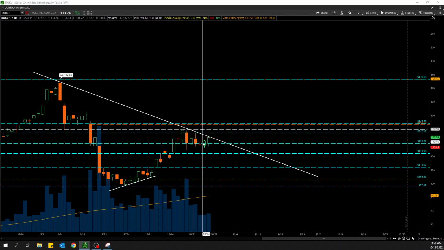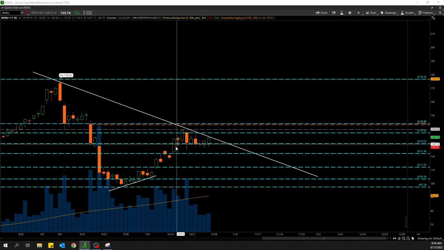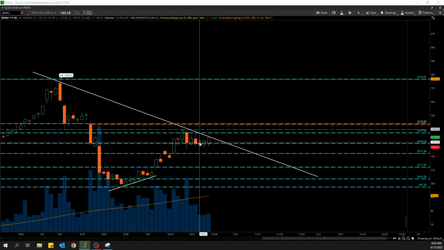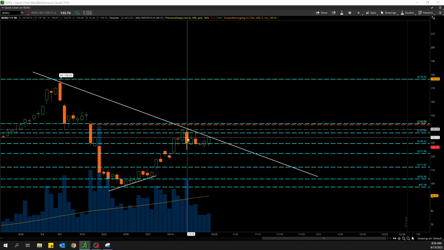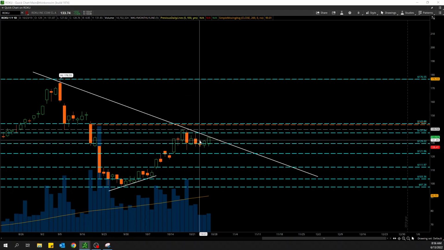7, 5, 6, 5.5, 6, maybe 7. So it went from doing 10s, 7 and 10s, back down to doing 7. So buyers may be drying up. The longs, this was 14, this was 9, this was indecisive.